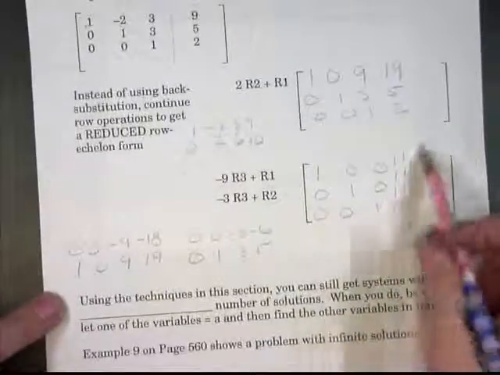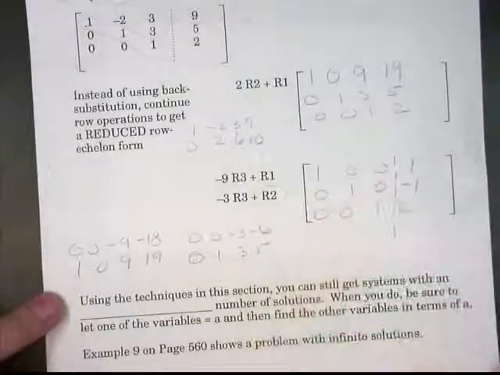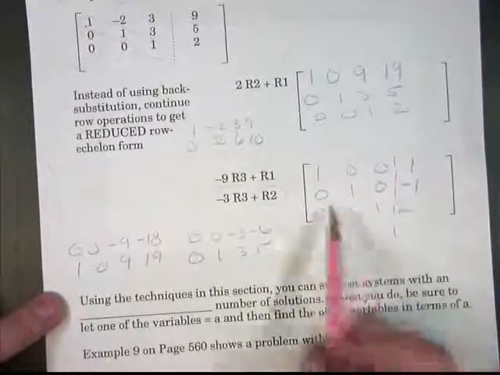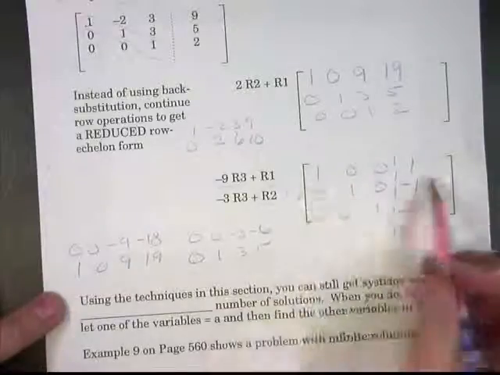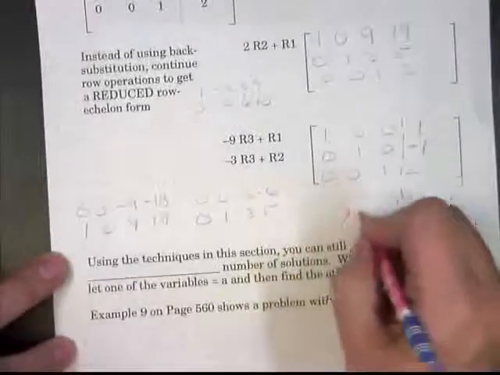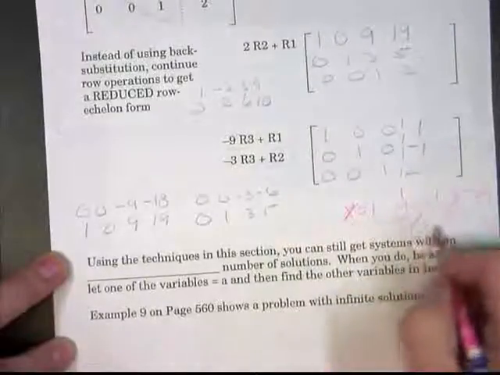This is augmented. So now, because it's in this Gauss-Jordan elimination here, 1s are on the diagonal, 0s are everywhere else. I can very clearly see x is 1, y is negative 1, and z is 2.